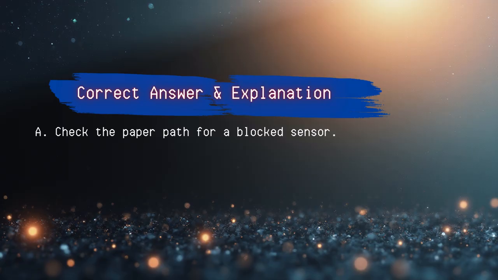Correct answer A. Check the paper path for a blocked sensor. When a printer displays an error message even after a paper jam is cleared, it's possible that a sensor responsible for detecting paper movement is blocked or malfunctioning. Paper jam sensors are usually located along the paper path, and if paper debris or a foreign object is obstructing the sensor, the printer may continue to show a paper jam error even after the physical jam is cleared. Checking the paper path for a blocked sensor is the most appropriate first step to resolve this issue.